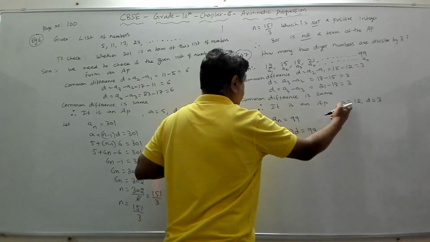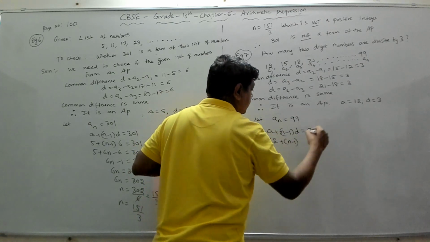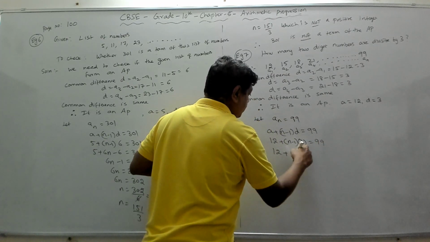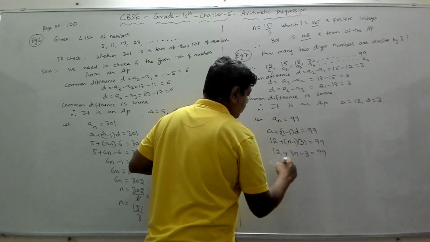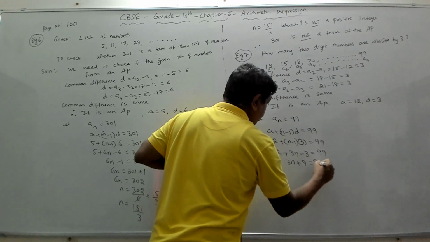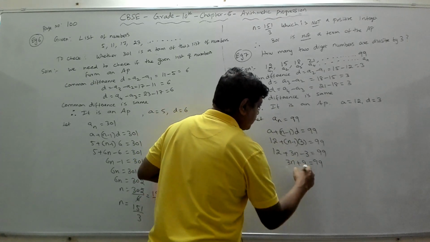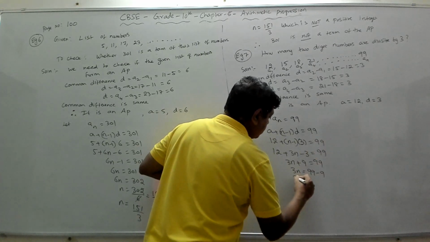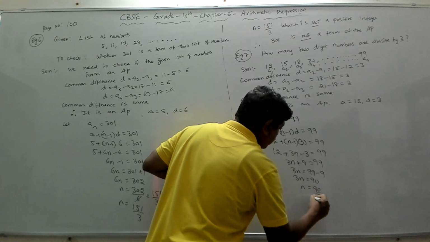Now let's substitute. A is 12, plus n minus 1, and D is 3, equal to 99. So 12 plus 3 into n is 3n, and 3 into minus 1 is minus 3, equal to 99. Then 12 minus 3 is 9. So 3n plus 9 equals 99. So 3n is equal to 99 minus 9; this 9 goes to this side. So 3n is equal to 90. Your n becomes 90 by 3. Your n is equal to 30.